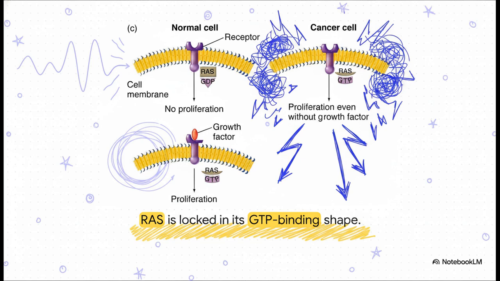Let's look at a concrete example. Check out the normal RAS proto-oncogene. It's doing its job, appropriately responding to a growth factor and promoting division when asked. But then, look at the mutated RAS gene product. It is physically locked into its GTP binding shape. It's completely jammed in the on position. And what does that do? It causes this incredibly dangerous, relentless proliferation, even without any external growth signal telling it to do so.